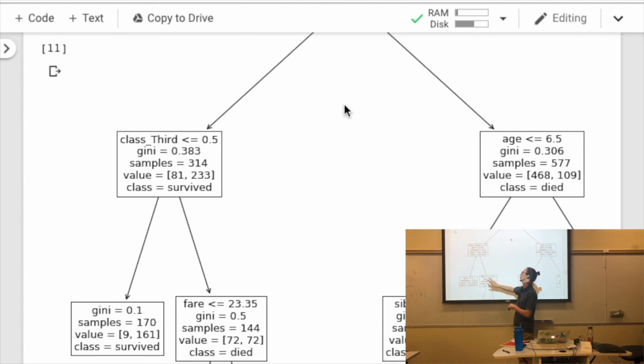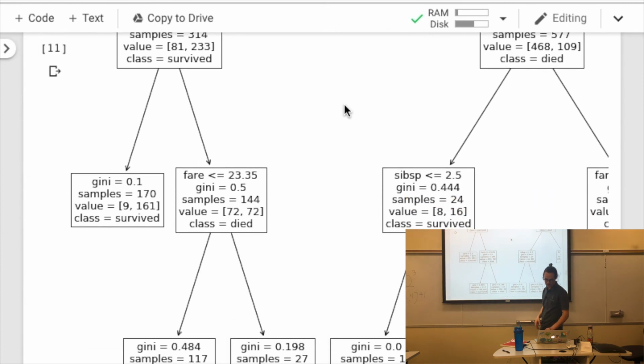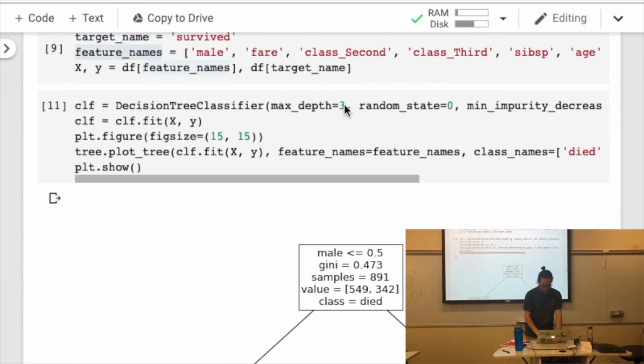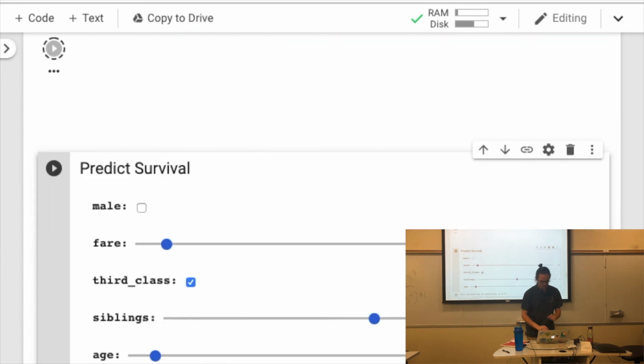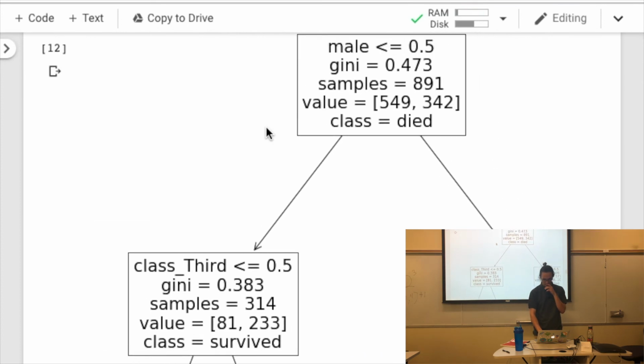So then we could say, okay, they were third class, but let's look at the fare that they paid. And you can continue like that. As you get deeper and deeper, you get more weird predictions because now it's trying to classify every data point individually, and so it becomes a little bit less interpretable. So again, that's why you might want to put max depth to something. Okay, so here's max depth here.